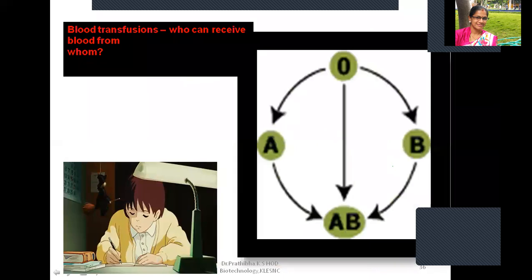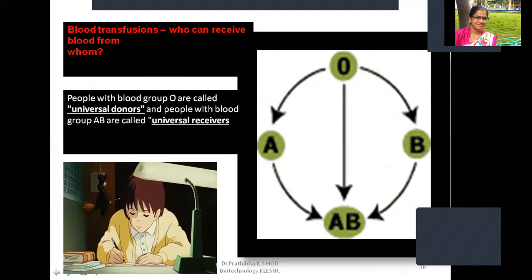Now let us go to blood transfusion. Who can receive blood from whom? People with blood group O are called universal donors, and people with blood group AB are called universal receivers. O blood group can be given to AB blood group. O can give to an A blood person. O can give to a B person.